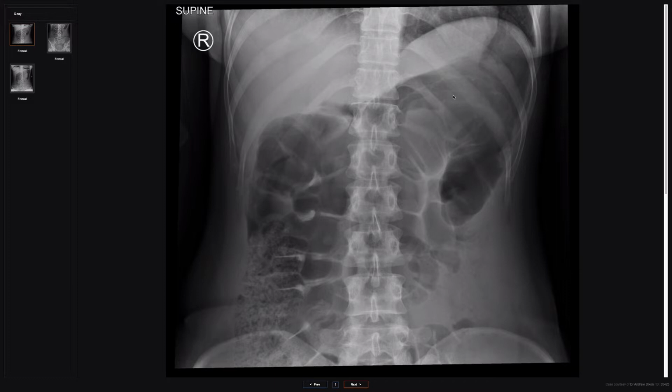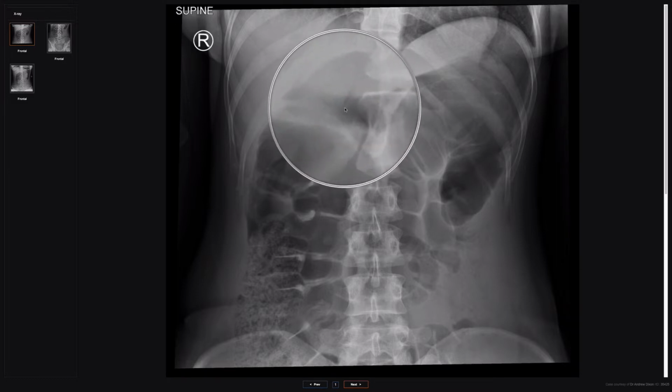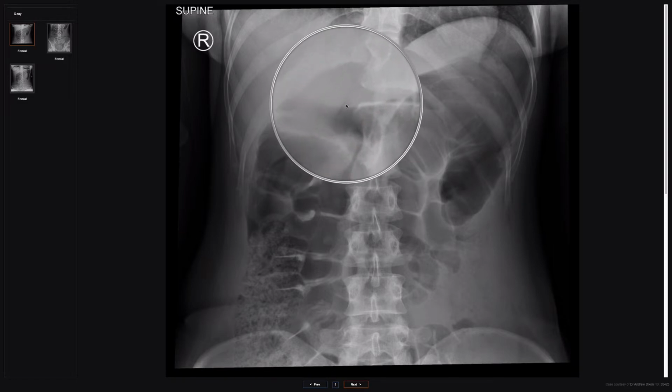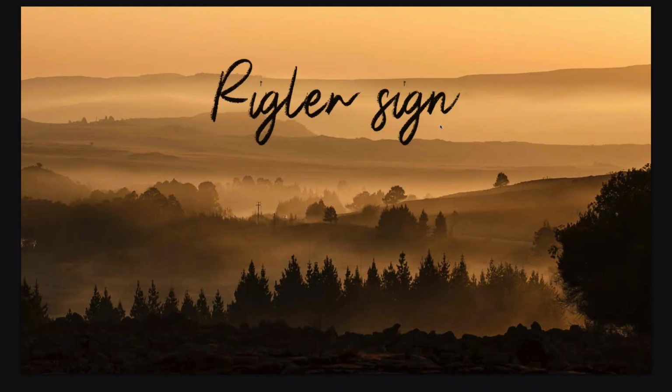That's Rigler's sign. The other thing to be aware of is when you get these either linear or triangular shaped lucencies that you can't place within a lumen of bowel. They don't conform to a normal bowel pattern, and that's known as the telltale triangle sign of pneumoperitoneum. So here we've got a couple of signs of pneumoperitoneum. So that's Rigler's sign.